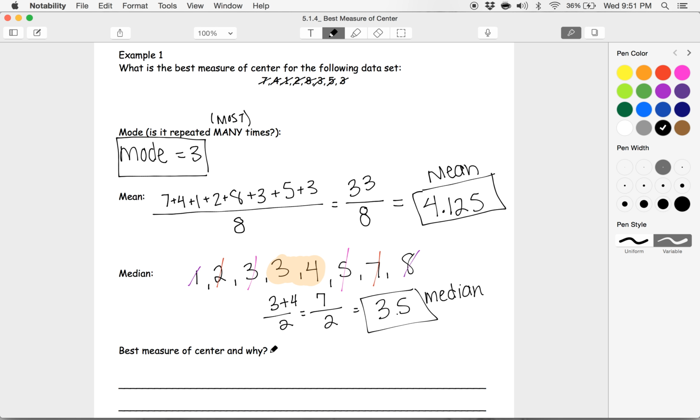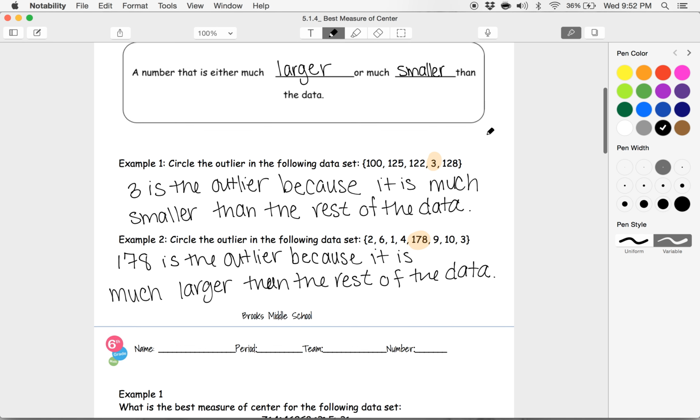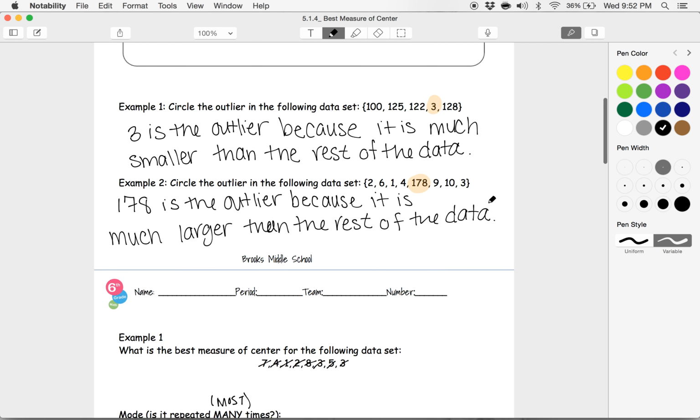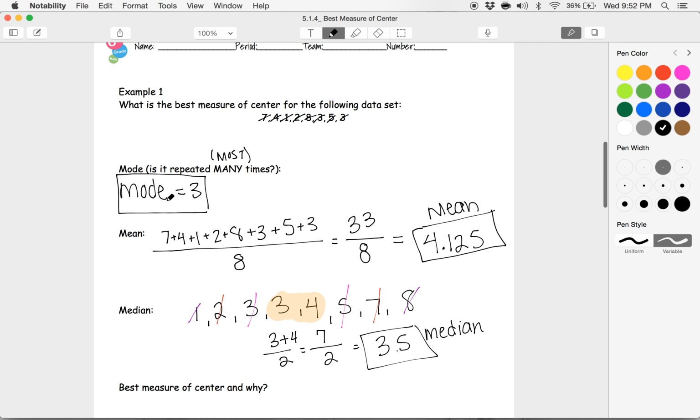Now I still need to know what's going to be the best measure of center. So I'm going to go back and read my descriptions on the top. It'll be the mean if there is no outlier. I almost even want to highlight this no in red so we pay attention. No outlier. Median is if it does have an outlier. And mode is if there are a lot of repeats. So, is mode going to be the best? Well, no. Not a lot of repeats.